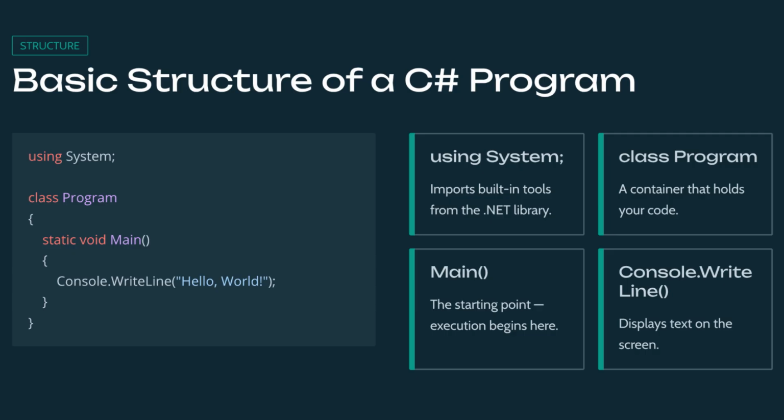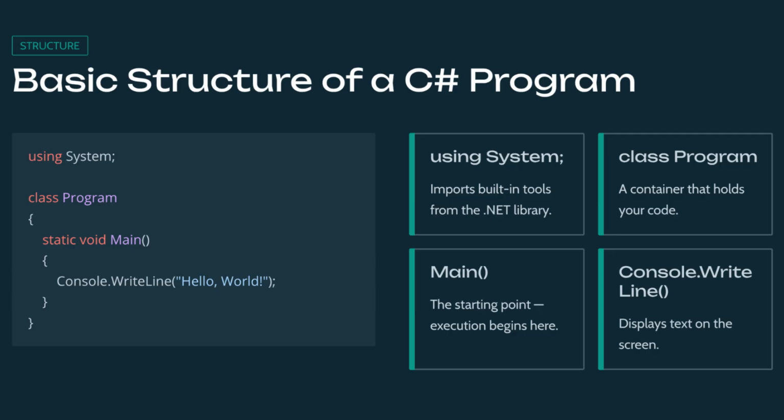The first line, using System, allows the program to use built-in features from the .NET library. The class Program serves as a container that holds our code. Inside the class is the Main method, which is the starting point of every C# application. Whenever you run a C# program, the computer begins executing instructions inside the Main method. Finally, Console.WriteLine displays text on the screen.